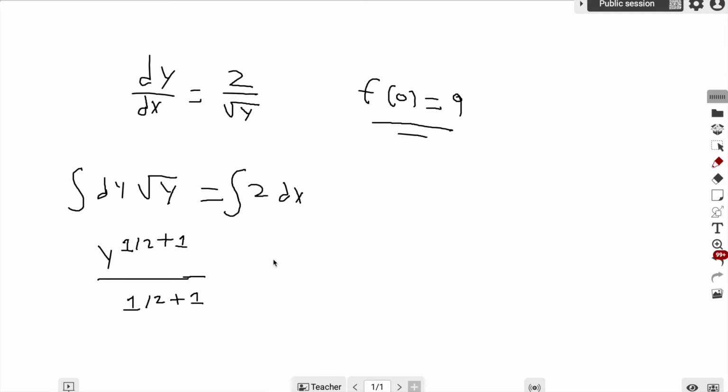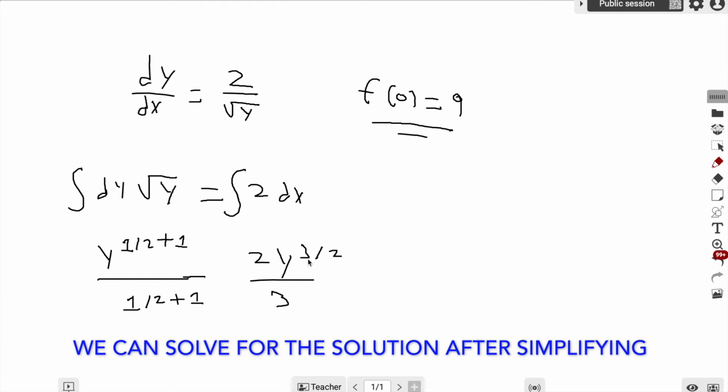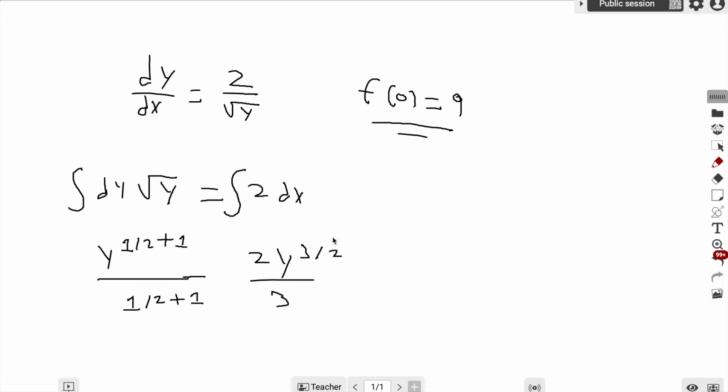With mental math, that should be y to the 3/2 over, of course, 3 over 2, which you can simplify to 2y 3/2 over 3. So then you can also then, actually, let's not simplify this. Let's keep it as that. Because then I will show you guys how we can then solve for this y value after we rewrite this exponent here. Okay, so let me move this part here.